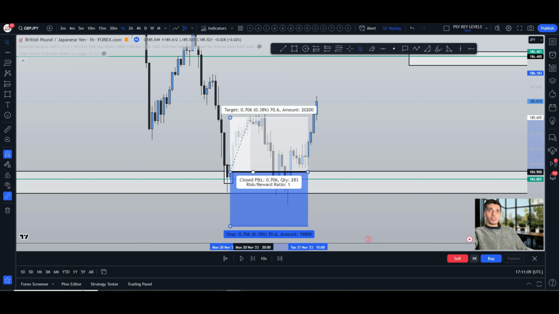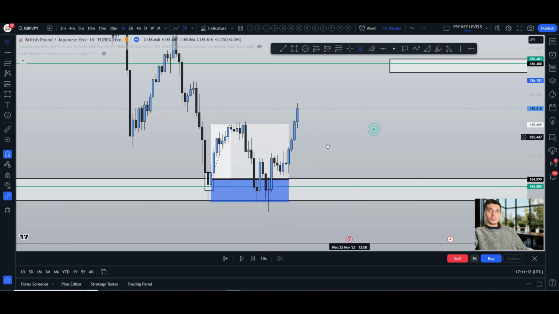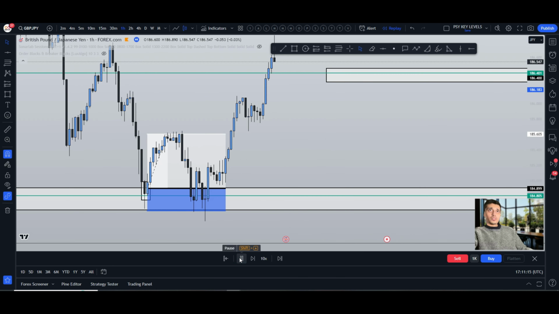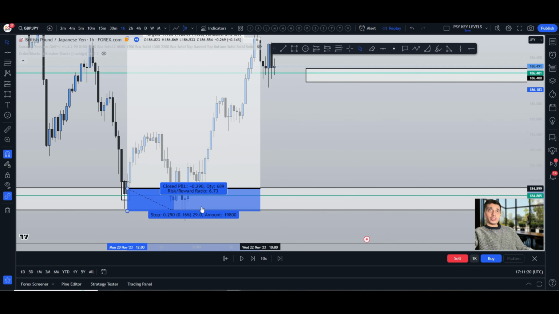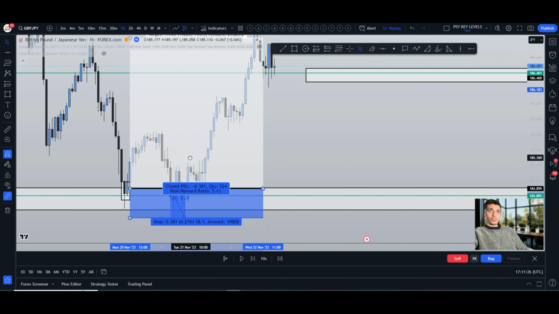And if we would have entered from here below the wick, let's see how much it would give us. Look at that, beautiful. This would have given a nice 1 to 6, to connect to this wick here.